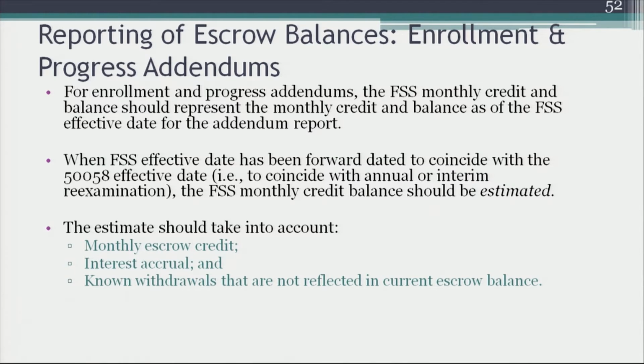You want to take a look and say, what is the current balance, and then when this 50058 record actually becomes effective in the system, what would that balance be? Again, if the 50058 is loaded, let's say, a month before, I would have to add another $50 worth of my current credit into that balance. So another way of thinking of this is what HUD is trying to determine is, if I look at that escrow balance for that effective date, what should it be? You may also need to estimate an interest accrual, and if there's going to be a withdrawal from that escrow account, that's a known amount.